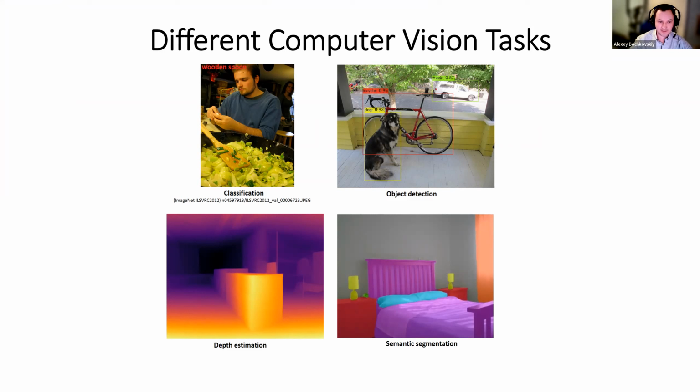As you can see in the top left image, there is a classification task, and the correct answer is wooden spoon, but it's not obvious that this is the main object that we need to predict. That's why most users usually use other tasks for their real-life problems, like object detection or semantic segmentation, when we need to predict different objects with different scales at different positions.